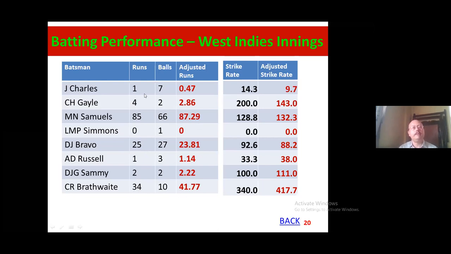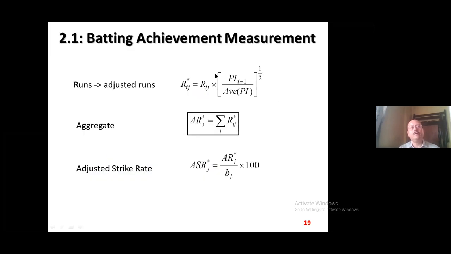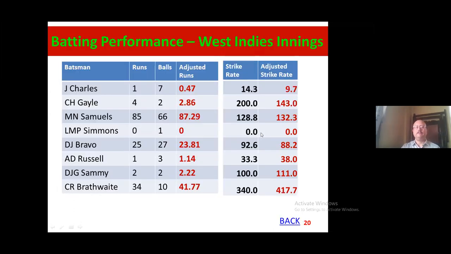Correspondingly, you can look at the original strike rate in terms of our traditional runs per 100 balls, or you can look at the adjusted strike rate, and you will see that there is substantial difference between the two things, because we are adjusting for the position of the match. All right, so this is something that we talk about. For example, look at Samuels, look at Braithwaite. Samuels scoring at 128 strike rate, which is valued at 132. Braithwaite scoring at 340, but it is valued at 470.